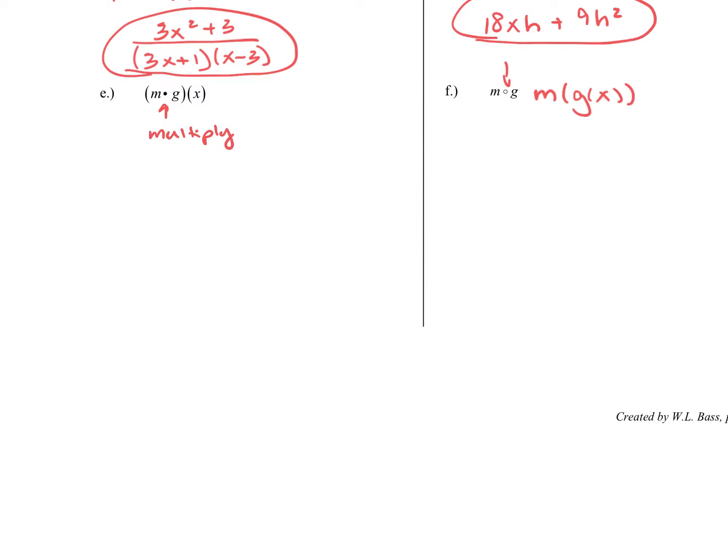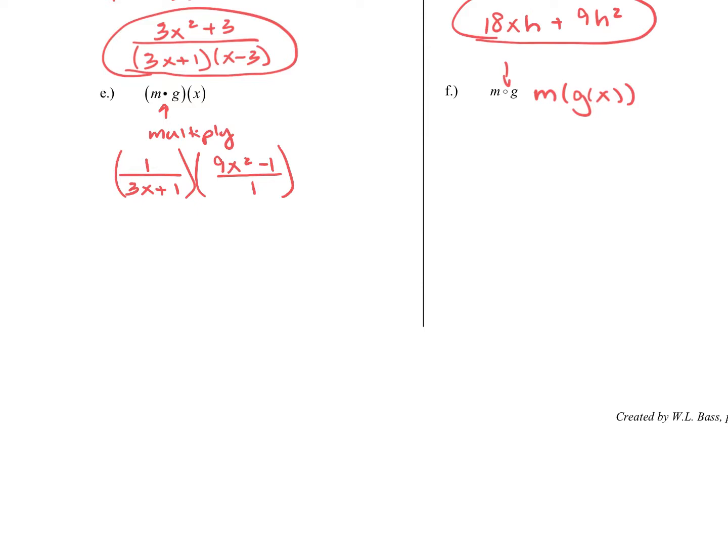Okay, we're going to take our m and our g functions this time. On E, we're going to take the m function, and the m function is 1 over 3x plus 1. I'm going to go ahead and put that in parentheses. And then the g function was that 9x squared minus 1. And since my m function was a fraction, I'm going to write the g function as a fraction as well.